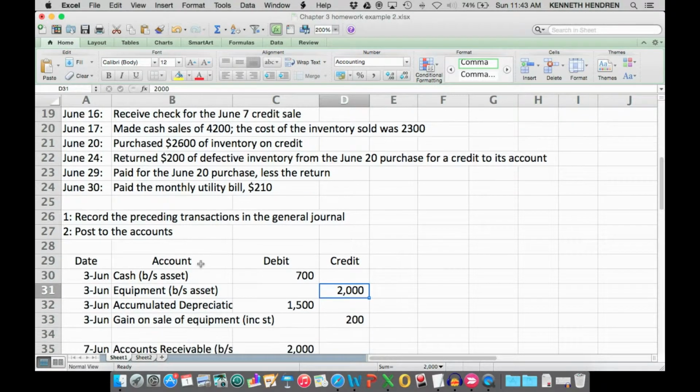Then the difference between our debits and our credits is a credit of $200. $2,200 on each side, to make sure the debits and credits match. Since it's a $200 credit, to make it balance, we know the account has to be a gain on the sale of equipment. If it were a loss on the sale of equipment, we would have a debit there.